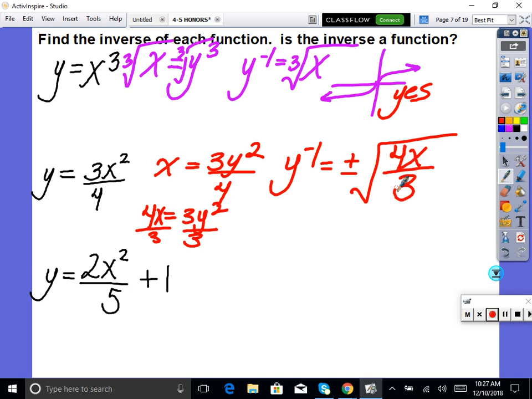Question, is the inverse a function? No, because of the plus or minus. So basically, the only thing that's going to make it not be a function is the plus or minus, because then we have a top half and a bottom half overlapping. Okay, awesome. So go ahead and do that one by yourself.